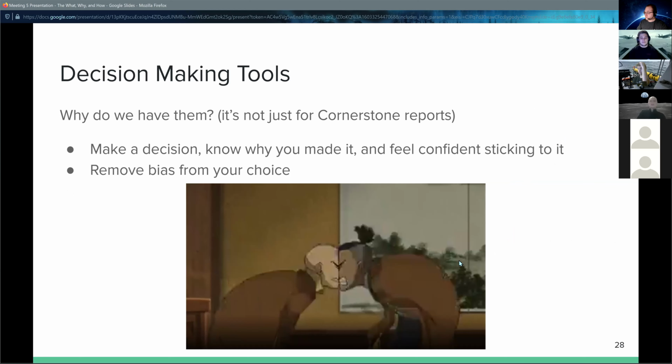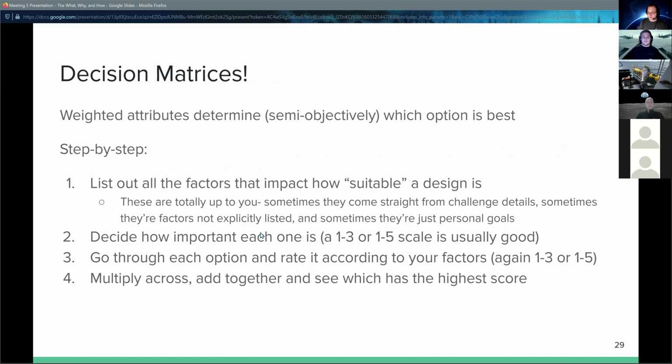Now for decision making, sometimes this can be the toughest part. Cornerstone reports, if you're in Cornerstone, you may have learned some of these things and thought they were stupid, but when you actually use them, they're great. So making a decision and knowing why you make it and having actual reasons instead of just, we think this will work. That's what this is all about. So decision matrices are a big one. They're the one that I found most useful. I'll go through a quick step-by-step and then show you an example. So first, you're just going to list out all the possible factors that you think matter for this.